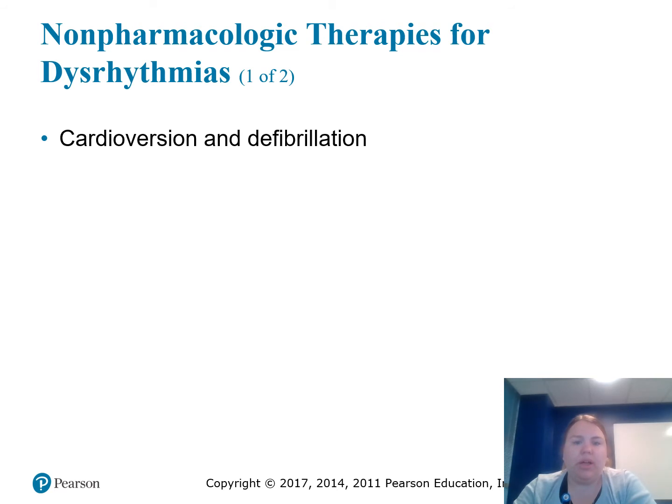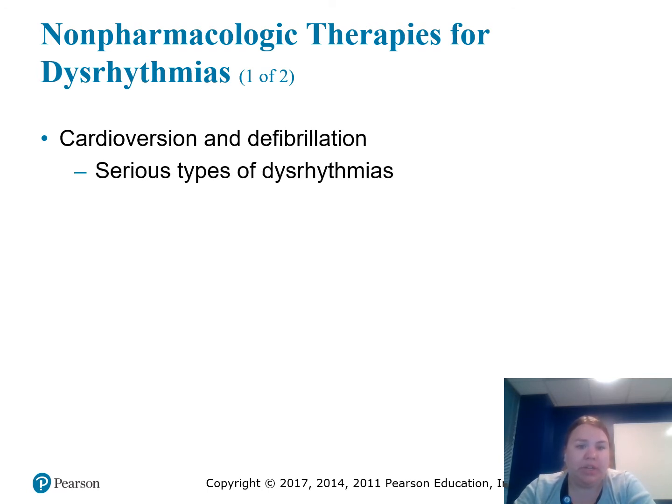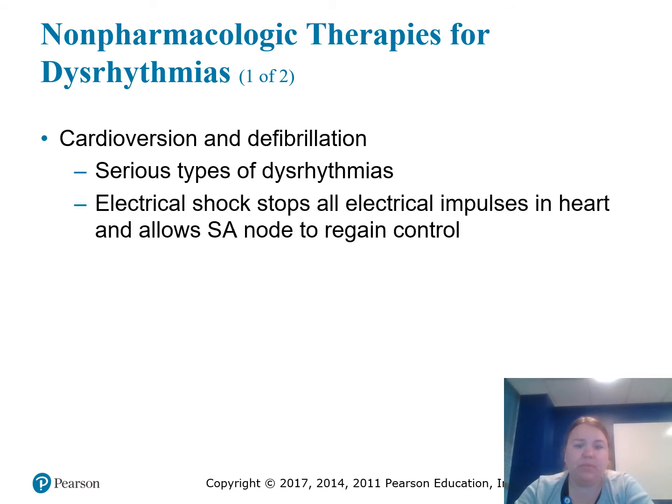They will hopefully sedate our patients if we can, but sometimes we have patients who we just can't sedate in time because it's life-threatening. Now, those are for our serious types of dysrhythmias. We're going to use cardioversion and defibrillation. We talked in class how they really are increasingly using these non-pharmacological therapies instead of pharmacological due to the reoccurrence of new or worsening dysrhythmias when they use drugs.